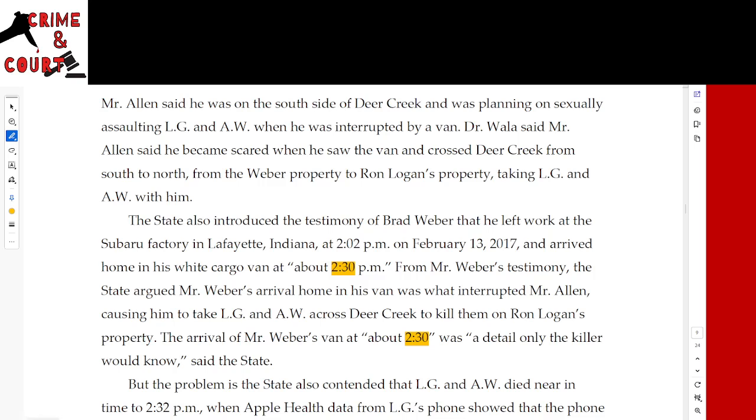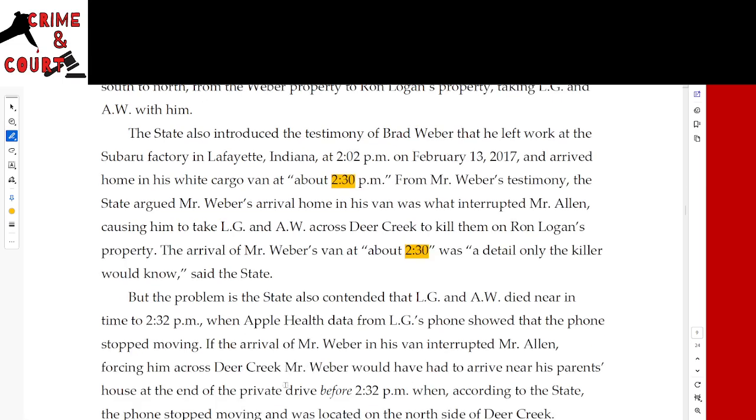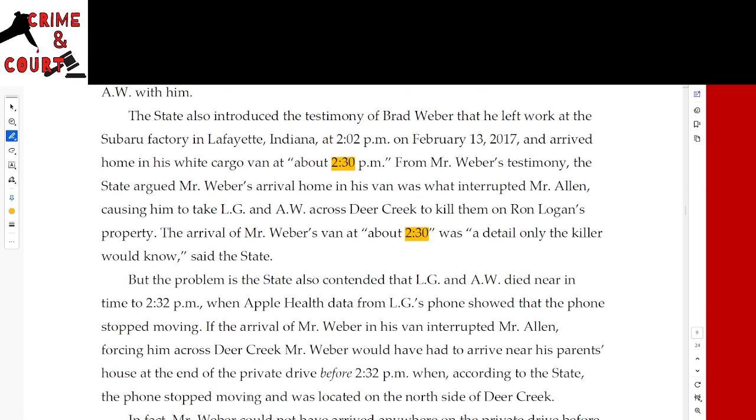So the problem is the state also contended that LG and AW died near in time to the 2:32 p.m. when Apple Health data from LG's phone showed that the phone stopped moving. That doesn't necessarily mean that that is when they actually were deceased. It doesn't mean that that's the actual time.